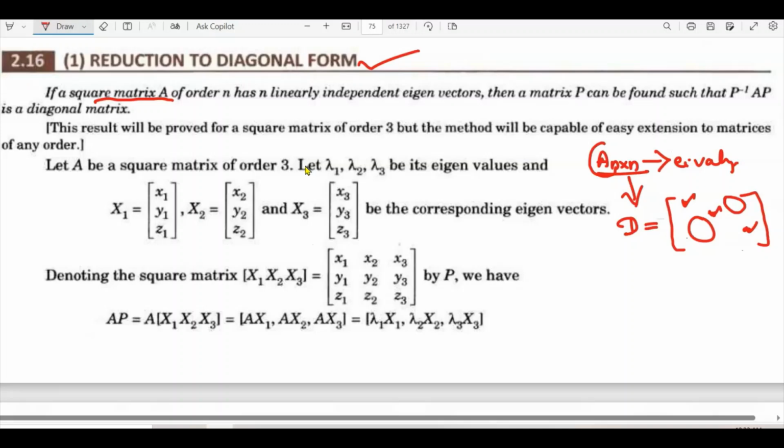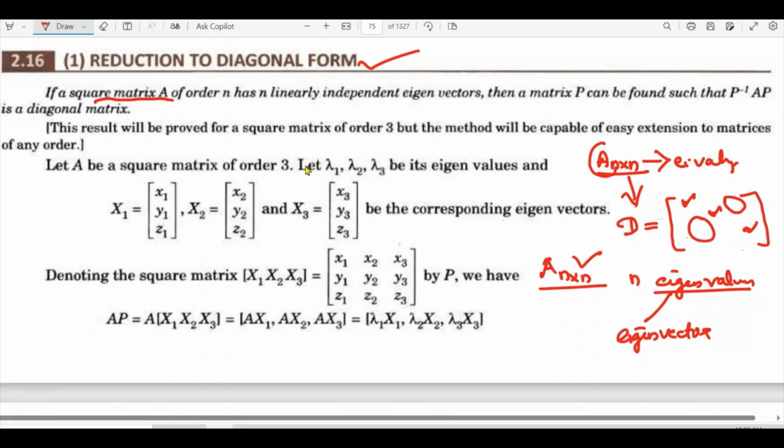So the procedure is, first we have this matrix A, n by n. We know that an n by n matrix, an nth order square matrix, has n eigenvalues including the multiplicity. So first we find the eigenvalues of the given matrix A. Now we know that corresponding to each eigenvalue, we have eigenvectors.